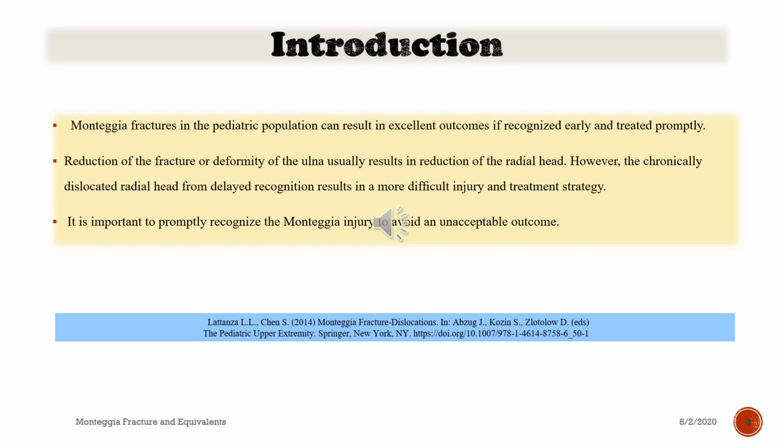Monteggia fractures in the pediatric population can result in excellent outcomes if recognized early and treated promptly. Reduction of the fracture or deformity of the ulnar usually results in reduction of the radial head. However, the chronically dislocated radial head from delayed recognition results in a more difficult injury and treatment strategy. It is important to promptly recognize the Monteggia injury to avoid an unacceptable outcome.